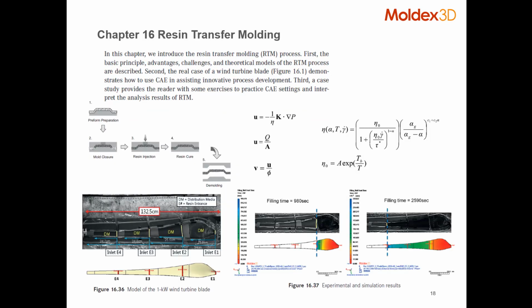In this chapter, we introduce the resin transfer molding, RTM. First, the basic principle, benefits and challenges, and its theoretical model are described, and then the real case of a wind turbine blade demonstrates the use of CAE software in assisting the innovative process development.